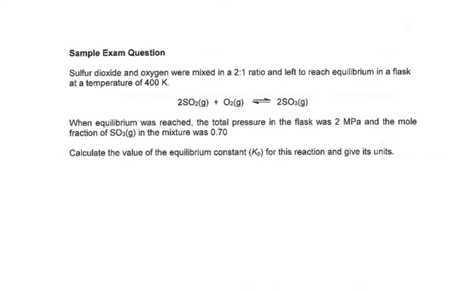On to page 14, so the final Kp question in the pack. It's a sample exam question. And the confusing part here is the ratio in which they're reacting. The information that we're given is that they're mixed in a 2-to-1 ratio, but they also react in a 2-to-1 ratio. So we've got twice as much SO2 as we have oxygen at the start.